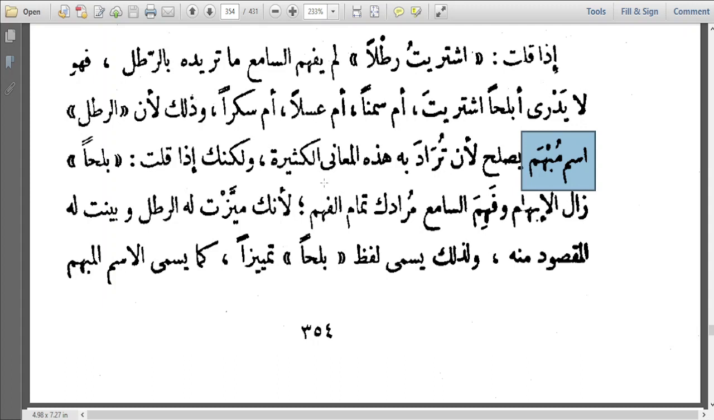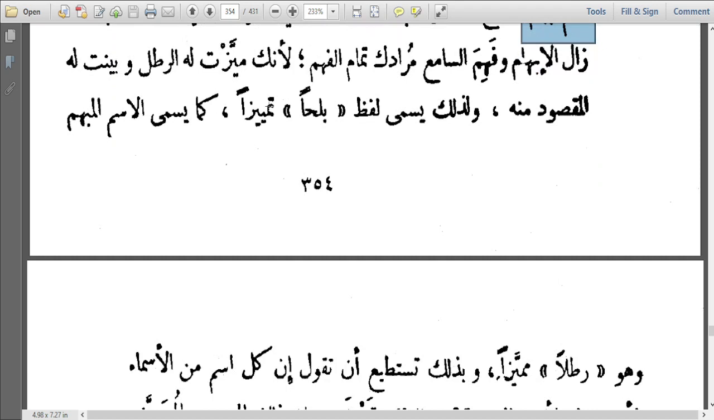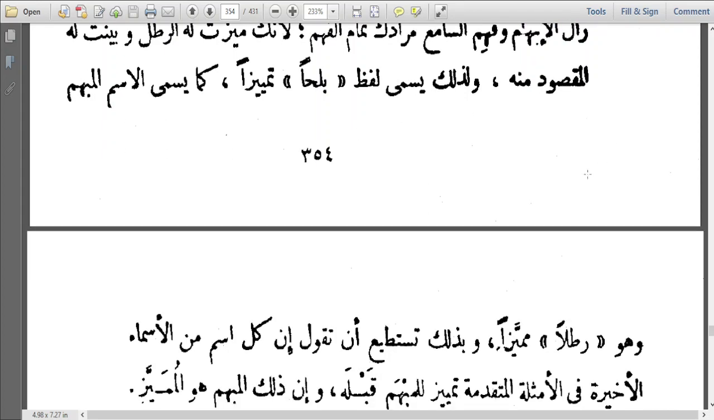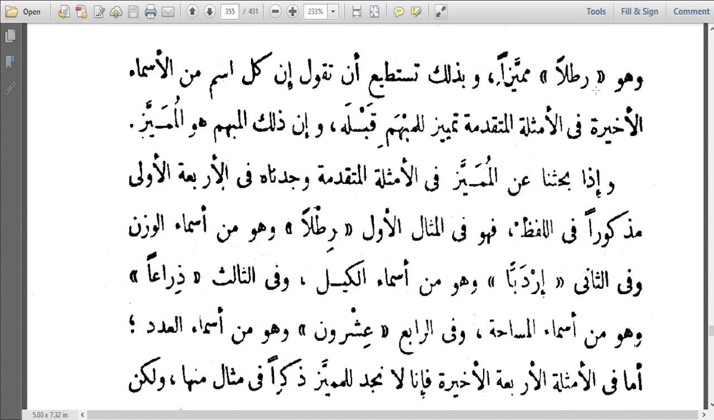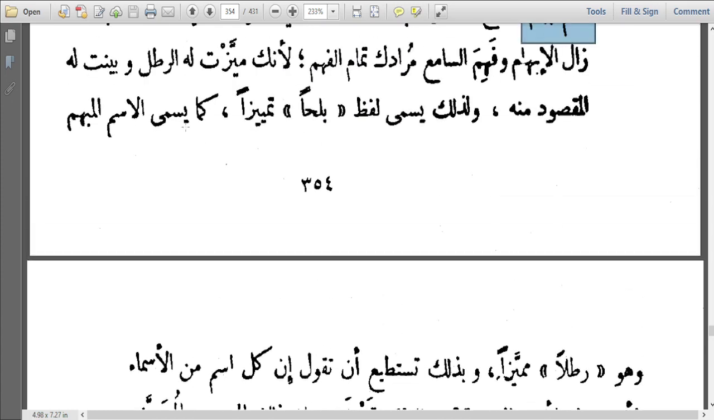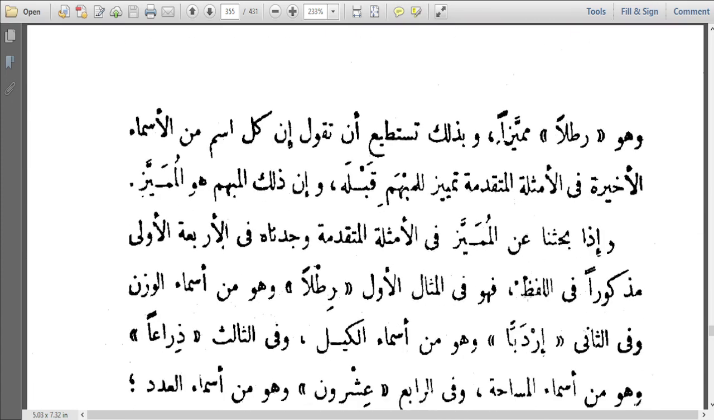ولذلك يسمى لفظ بلحا تمييزا. And so the word balh is called tamyiz because it comes to do the at-tamyiz. It comes to clarify. كما يسمى الاسم المبهم وهو, as the noun that is vague is also called, which is the ritl here, the mumayyiz. It's called the mumayyiz, as I've already mentioned.